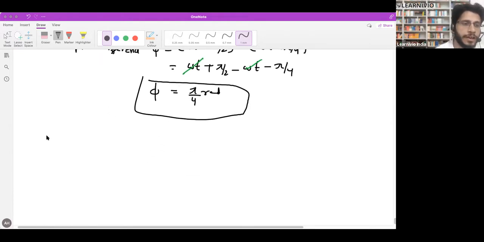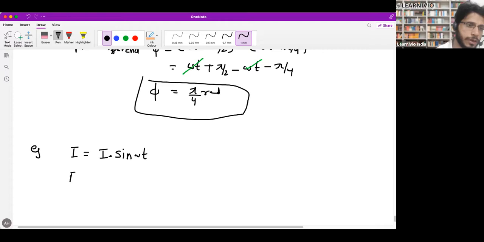Okay, the next is phasor diagram. Before starting the phasor diagram, just tell me one more thing. I'm giving you two phasors. Fatma, just look at these two: I naught sine omega t, and you have another, E naught sine omega t plus pi by 2. So Fatma, what do you think? Do these two have the same phase or different phases?